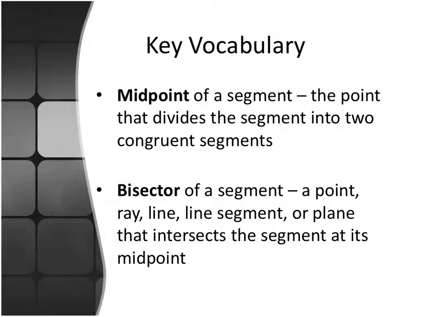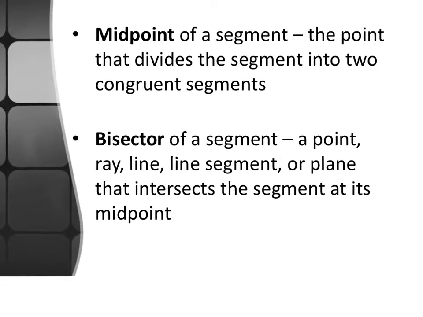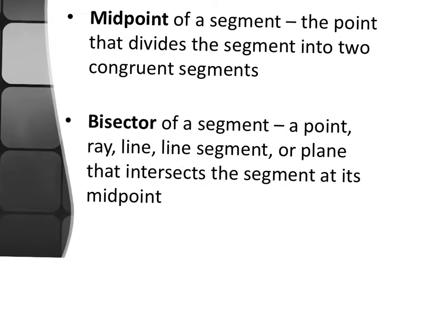When we talk about bisecting that segment, we can bisect it with a point, a line segment, a plane that's going to intersect that segment in the middle, at the midpoint. I'm going to draw you some examples. I need a segment, because I can't find the midpoint of a line because a line never ends. So I can only find the midpoint of a segment.